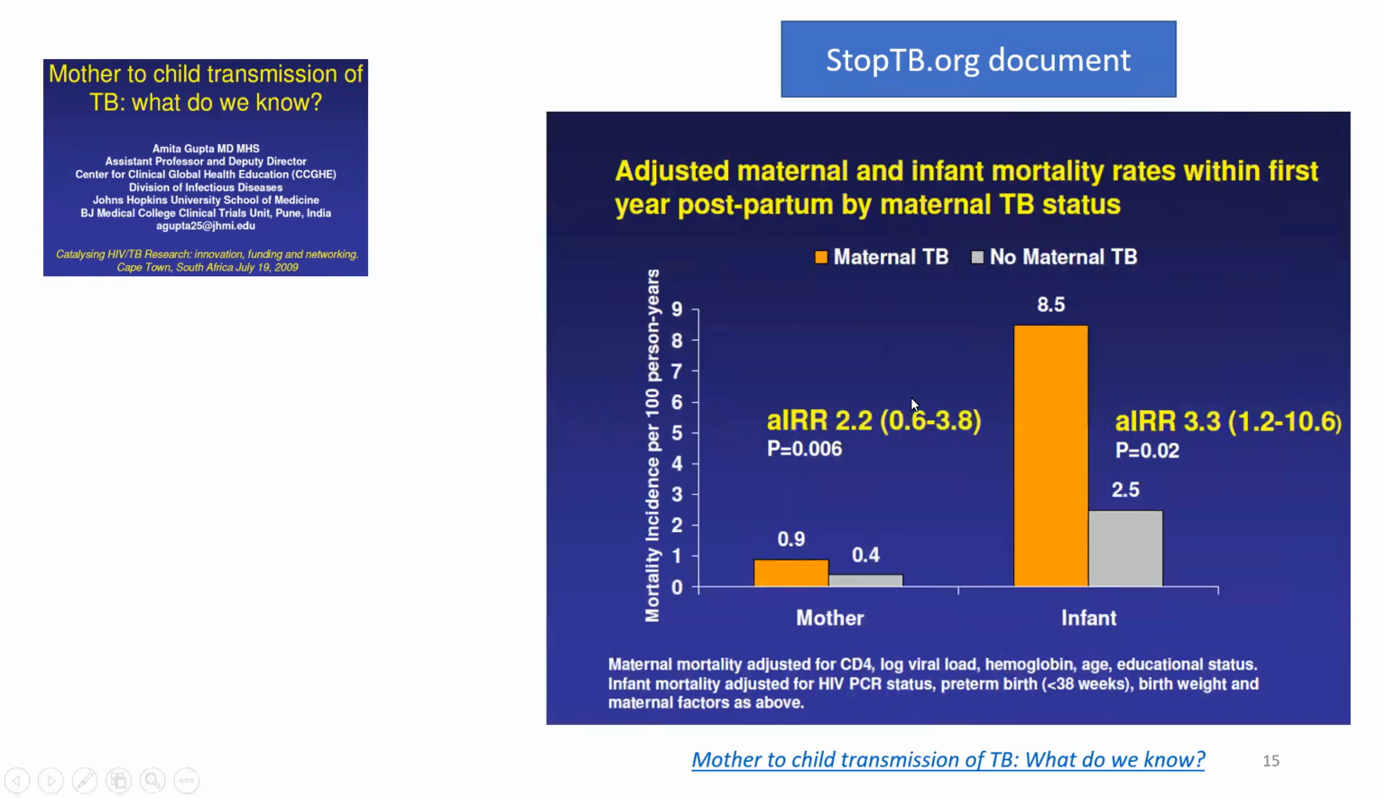Now, what happens in terms of the adjusted maternal and infant mortality rate within the first year postpartum? In these mothers, for those with maternal TB, the mortality was 0.9, a bit higher than those without TB. So they had a slightly higher mortality compared to those without TB. But in terms of the children, in the first year postpartum, those who had TB were at 8.5, higher than those without TB. So that shows the effect of TB on these children postpartum.